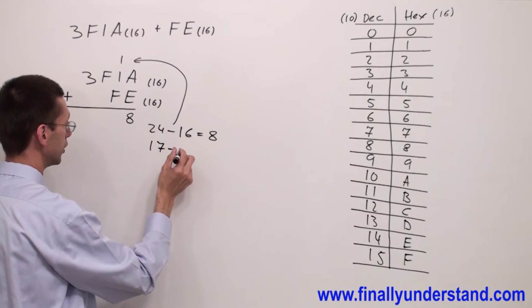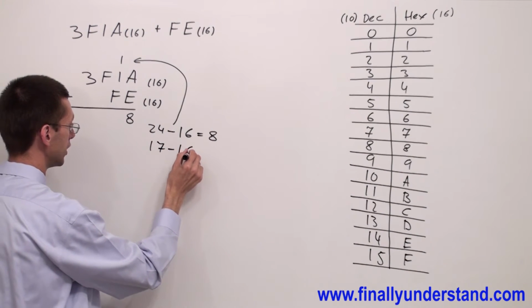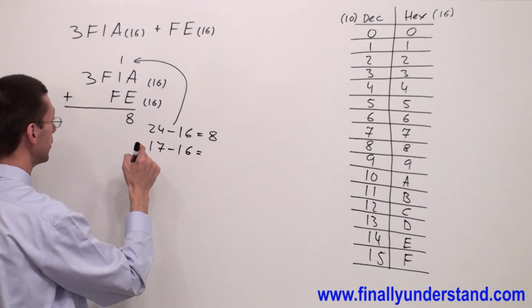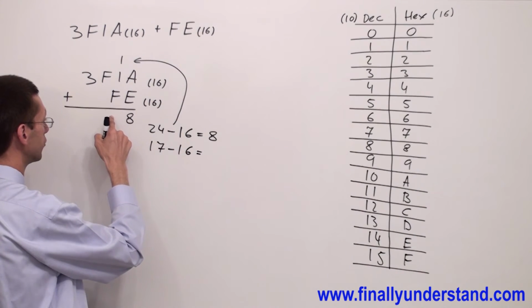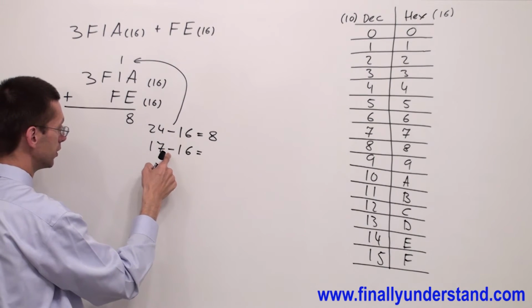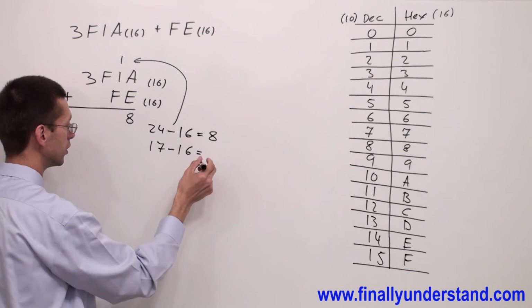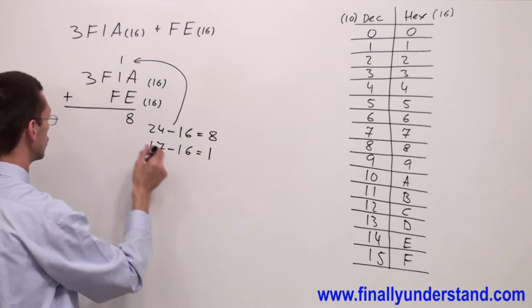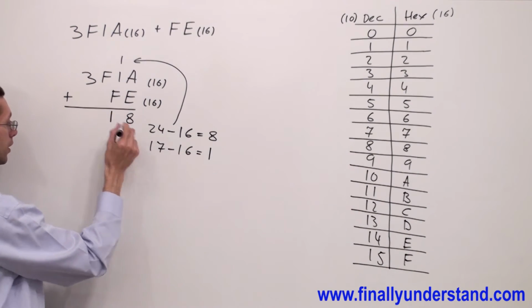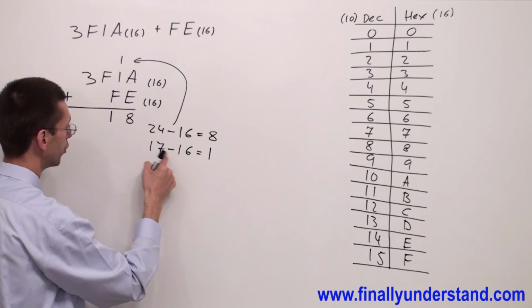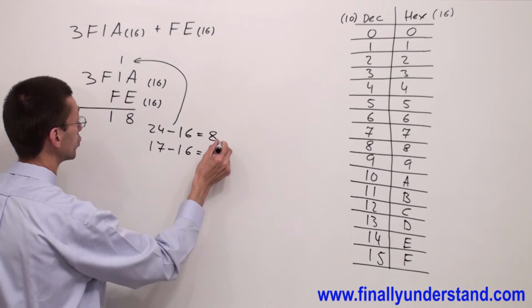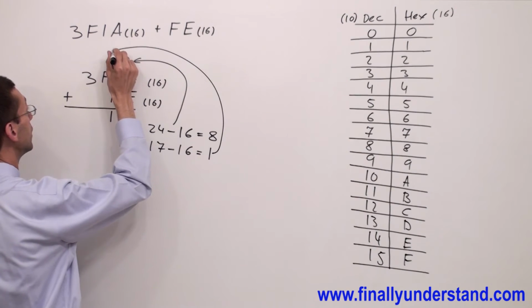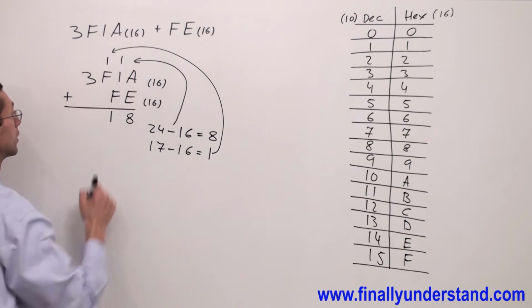17 minus 16. Please keep in mind, anytime you get a number greater than 15, you're supposed to perform this subtraction. 17 minus 16 is equal to 1. That's why you're supposed to write 1 over here. And because you performed the subtraction, you're supposed to carry off 1 to the next column.